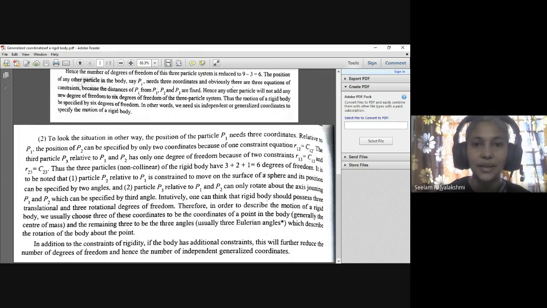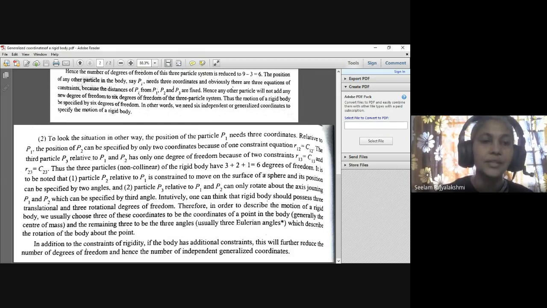That means in total we need three coordinates at the particular point P1, and relative to P1 the position of P2 needs two coordinates, and the particle P3 relative to P1 and P2 has 1 degree of freedom. Total 3 plus 2 plus 1. So here we need 6 degrees of freedom to specify the system. Thus, the three non-collinear particles of a rigid body have 3 plus 2 plus 1 equals 6 degrees of freedom.